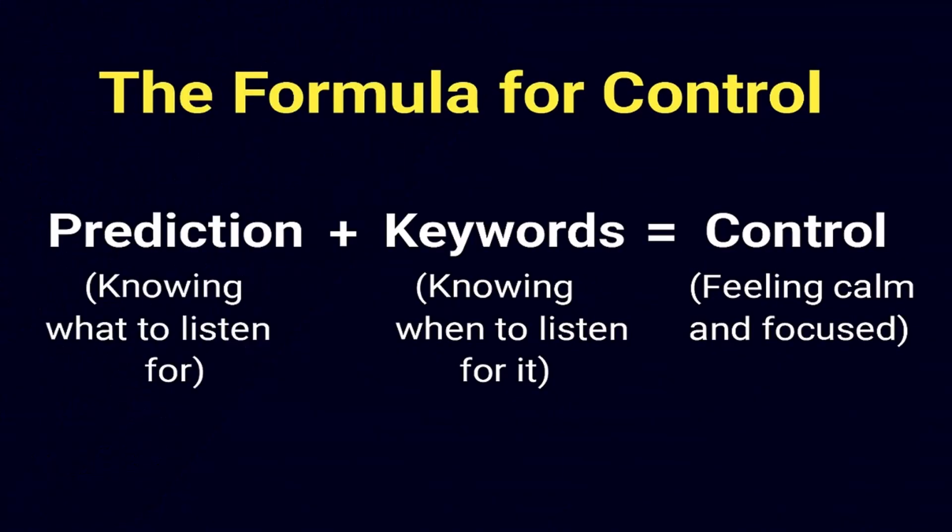This combination of prediction and keywords is the golden rule of preparation. Prediction tells you what kind of word you're looking for. Keywords tell you when to listen for it. When you have both of these, you are no longer a passive victim of the audio. You are in control. You are actively searching for information, and you will feel much calmer and more focused during the test.